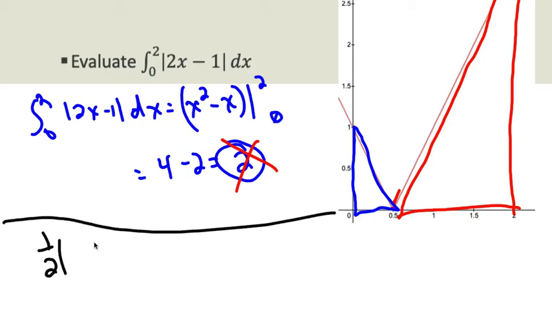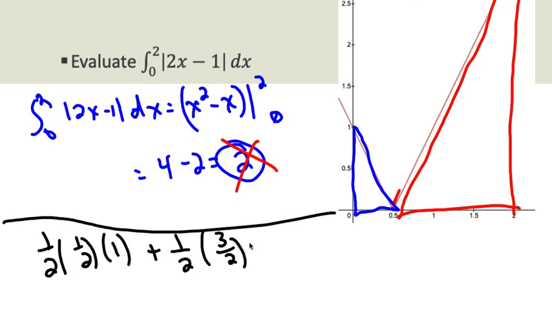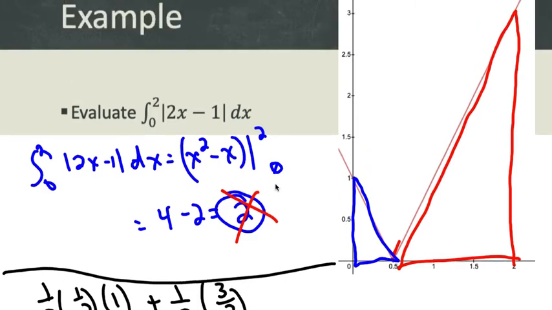the base, which is 1/2, times the height, which is 1, plus my red triangle, which has a formula 1/2 the base. Okay, the base is what? 1.5, or 3/2, times the height, which is all the way up here, gives me 3.